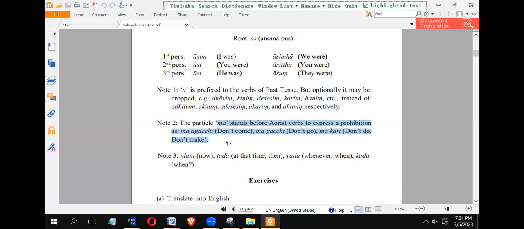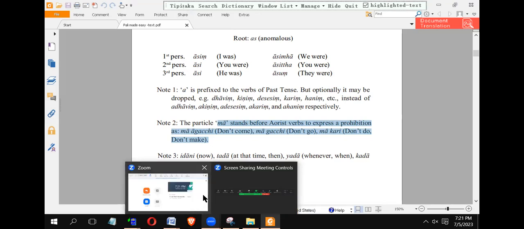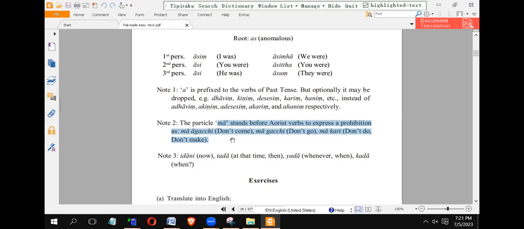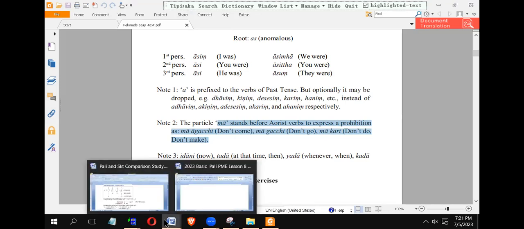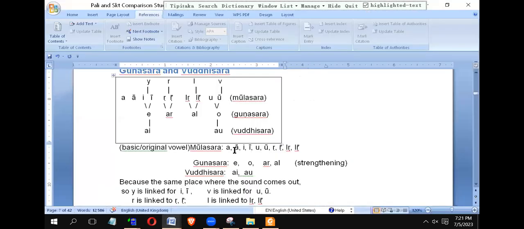And then what about the past tense aorist? If you use the word gacchi, the ending is also in the second person, right? So when you say you don't do something, it also refers to the second person, not the third person.